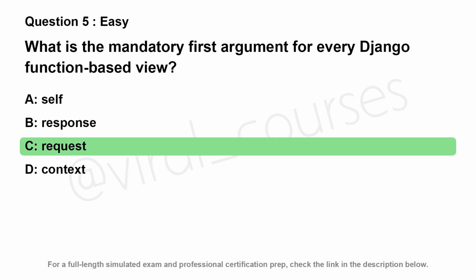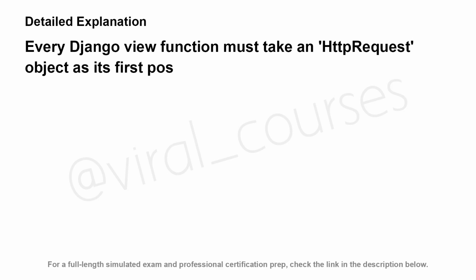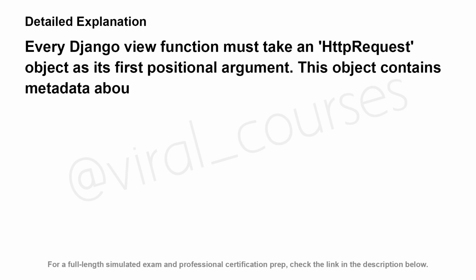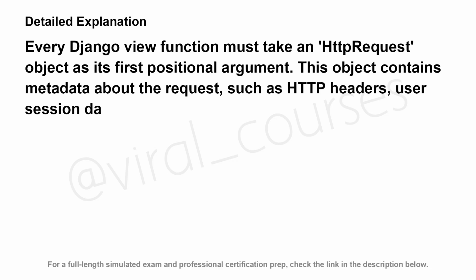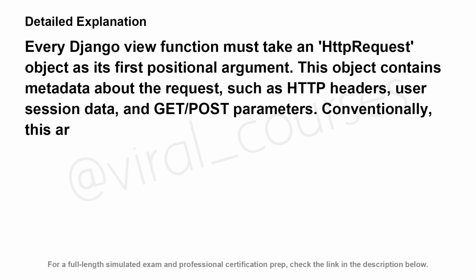The correct answer is C. Every Django view function must take an HTTP request object as its first positional argument. This object contains metadata about the request, such as HTTP headers, user session data, and GET and POST parameters. Conventionally, this argument is named request.